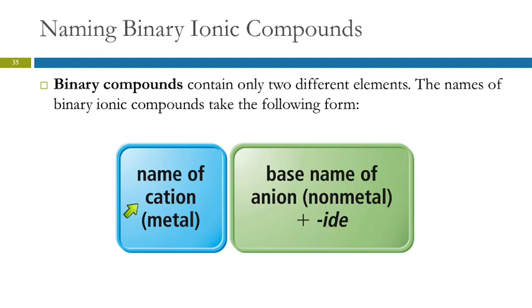The name of the cation always goes first. It's always the metal and the non-metal, just like on a formal invitation, it's always Mr. and Mrs., right? It's never Mrs. and Mr. It's just a convention, okay? Metal first.